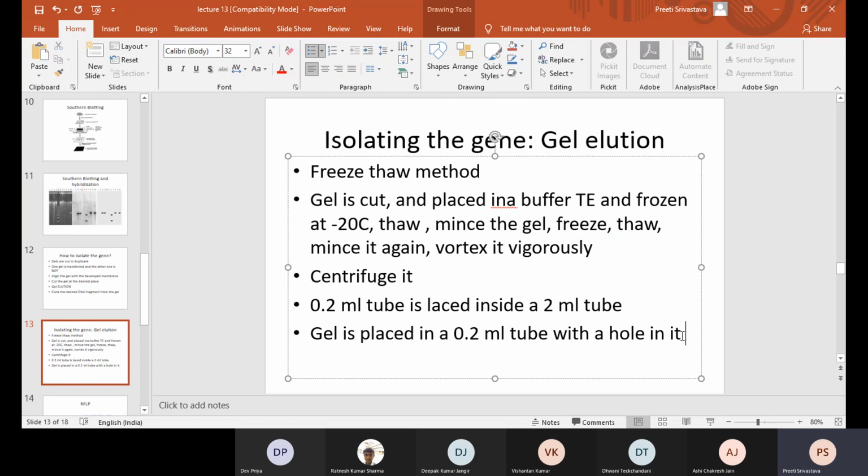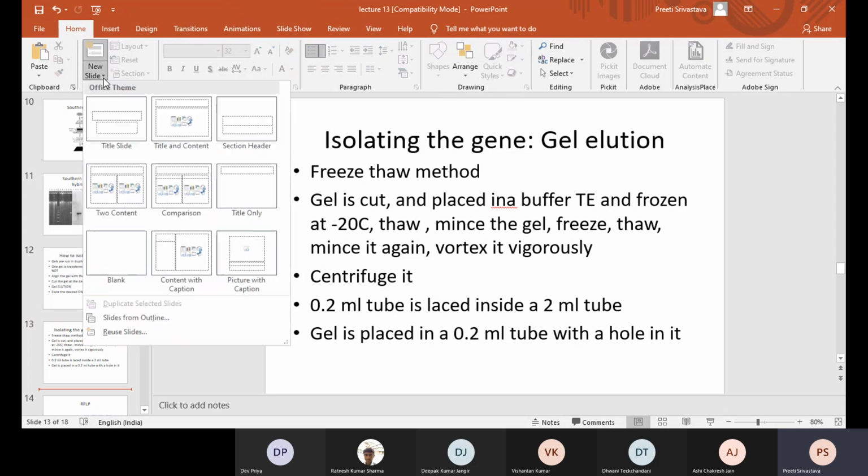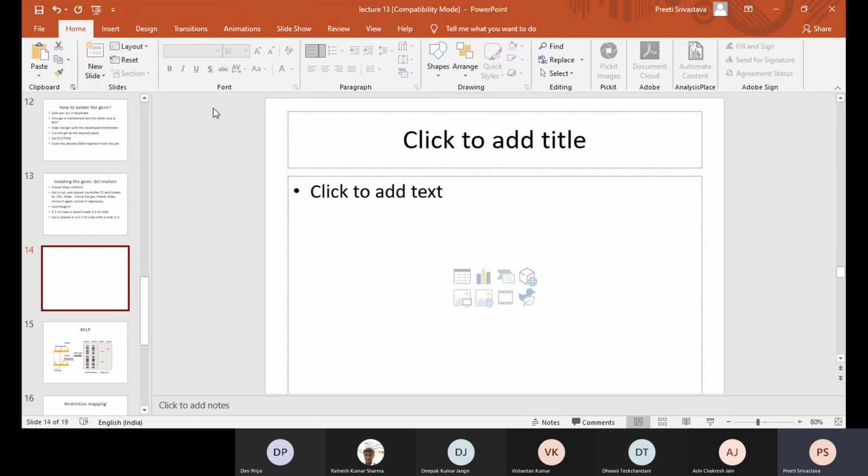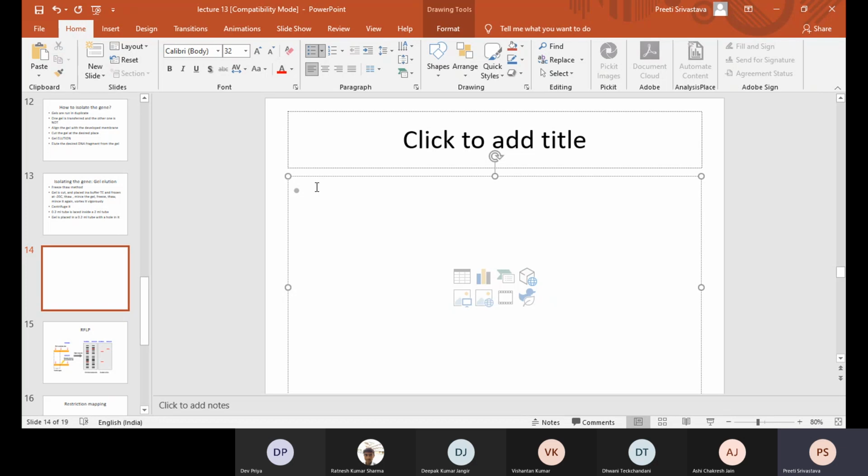So this hole is made with the help of a pin. Like you can use a simple awl pin which will create a tiny hole and it will allow only the DNA to pass through and the big crushed agarose will be retained on the 0.2 ml tube. So this is how the solution that will be collected in the 2 ml tube will actually contain the DNA.